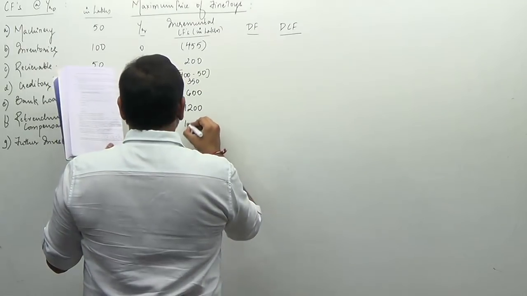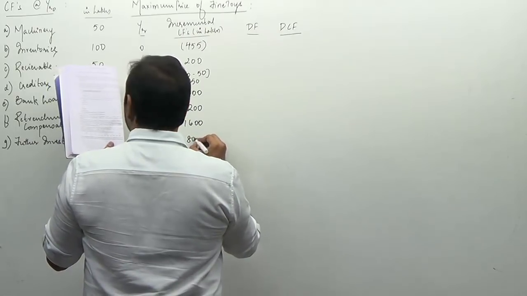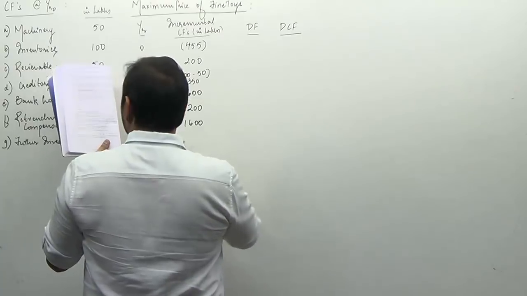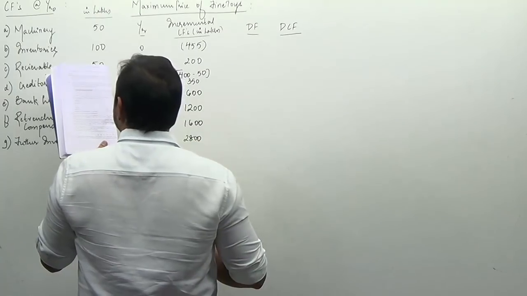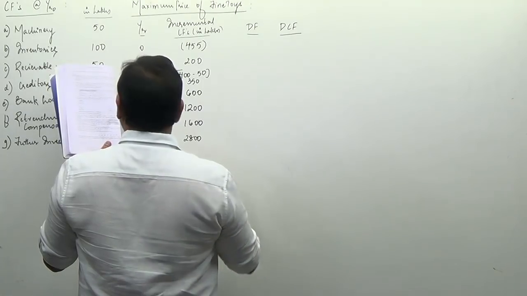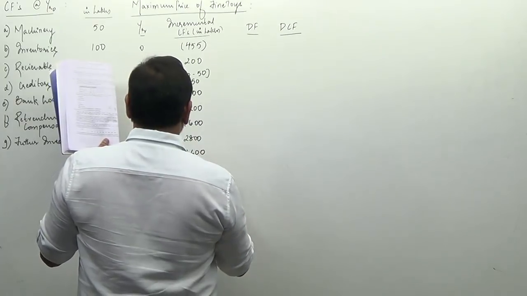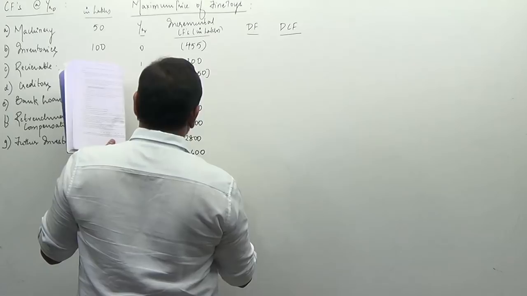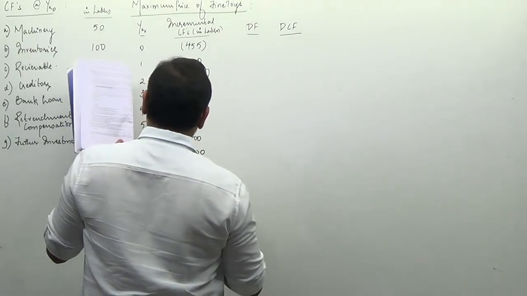44 and 60 is 1600. 52 and 60 is 800. 52 and 80, I'm sorry. 52 and 80 is 2800. 96 and 60, 3600. 55 and 100 is 5500. 70 and 140 is 7000. 108 and 200 is 9200. 92 it should be.